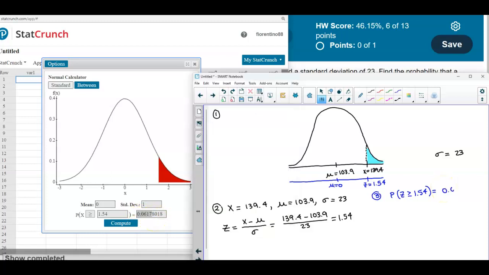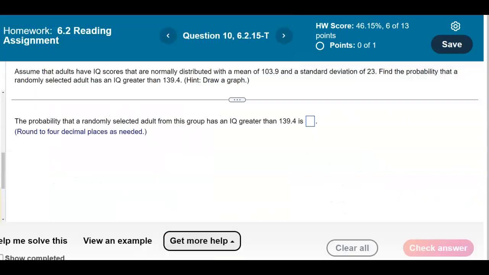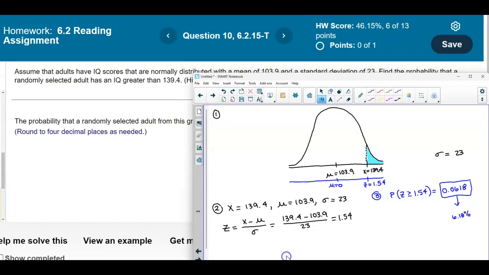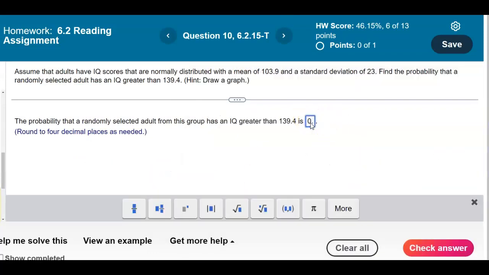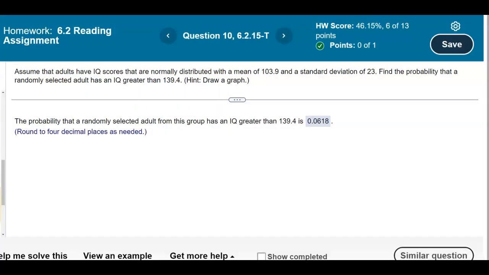So 0.0618. And then if we wanted to convert that to a percent, it'd be 6.18% by multiplying it by 100%. But we're only concerned with the decimal value. So in the problem it says round it to 4 decimal places, and again we got the result to be 0.0618, and there is our probability.